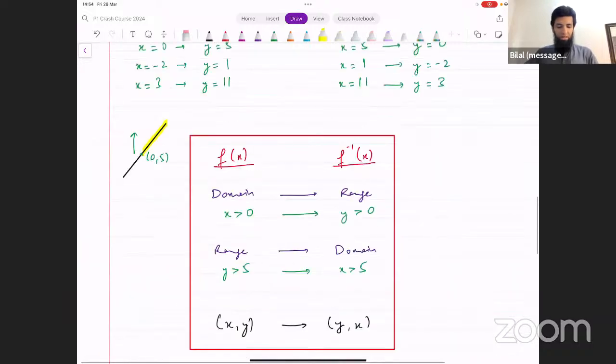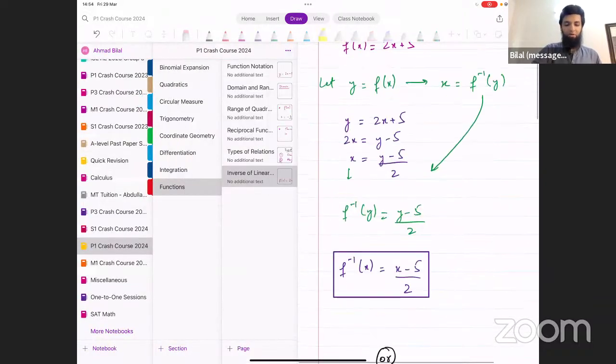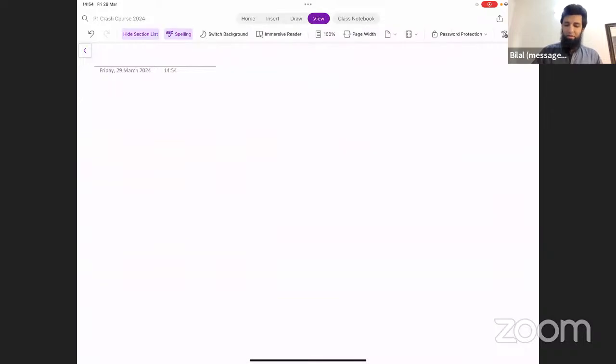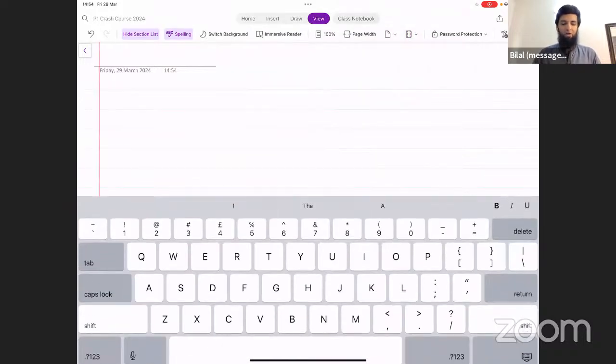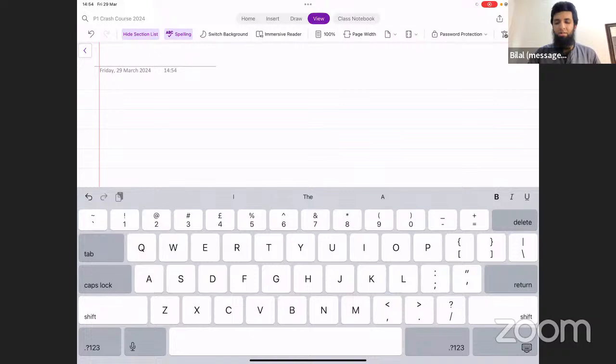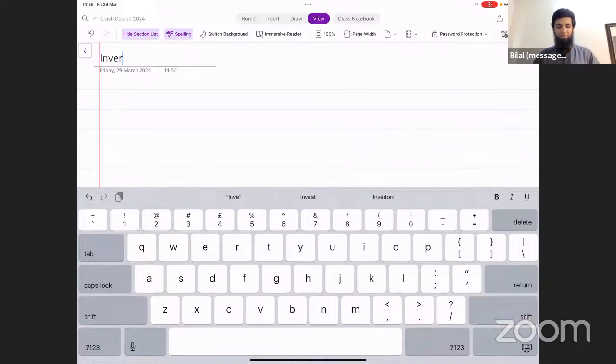This is what we did in the last session. Now today we want to start with inverse of quadratic functions. That's the main concept we want to do today. And then maybe we could have a look at a couple of questions from the worksheet.